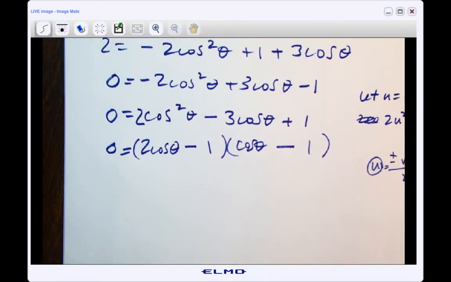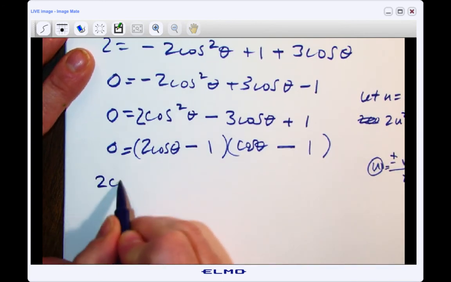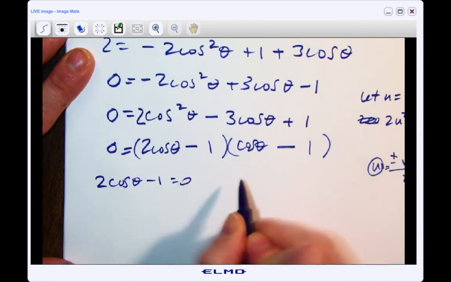But anyway, okay, back to this. Okay, so now I'm going to set each of these equal to 0.